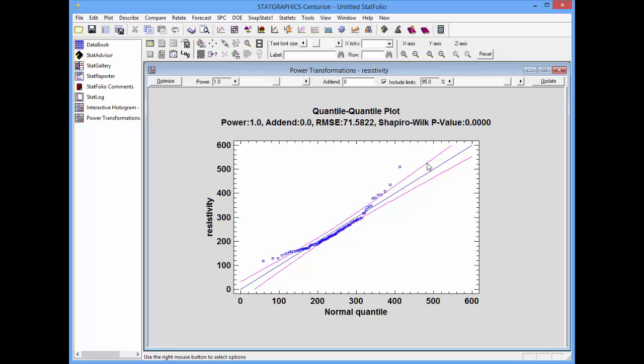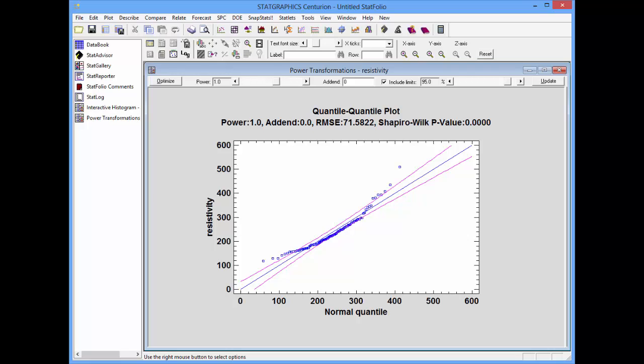The second thing that's been added to the plot are 95% limits. Actually, 95% confidence limits for the percentiles of a normal distribution at various locations along the x-axis. We would expect most of the time, if the data came from a normal distribution, that the points would lie within these 95% confidence limits.